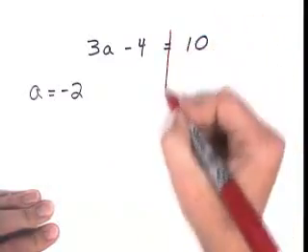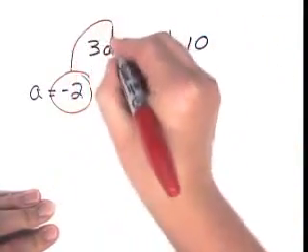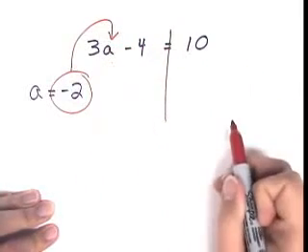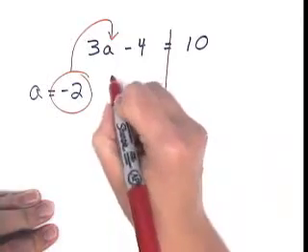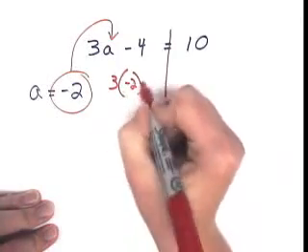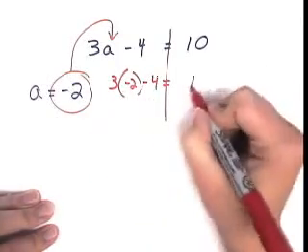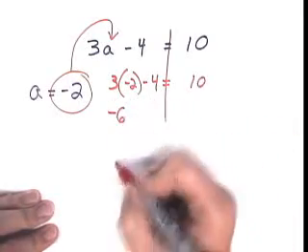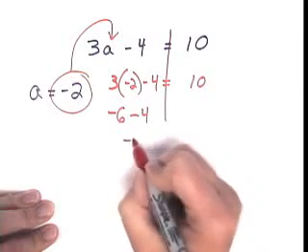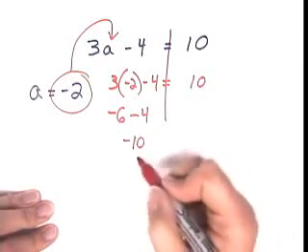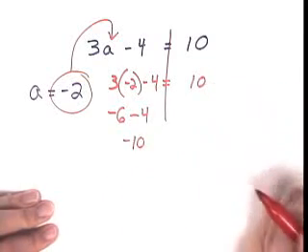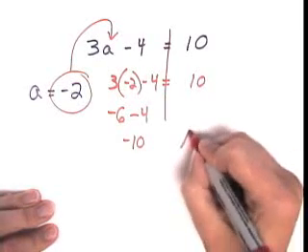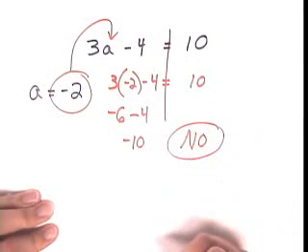So what we're going to do is replace that negative 2 right there in our equation where the a is. We're going to do the math on the left separate from the math on the right. So we'll say 3 times negative 2 minus 4, and we're going to see, does that really equal 10? 3 times negative 2 is a negative 6, minus 4 is a negative 10. Negative 10 and positive 10 are not the same. So had they asked me, is negative 2 a solution? I would have to say no.